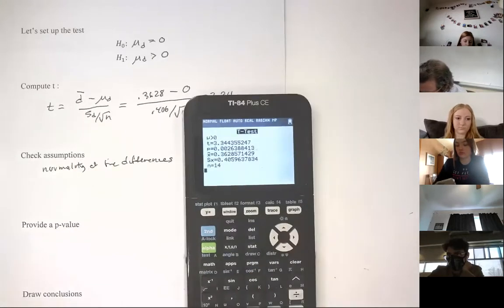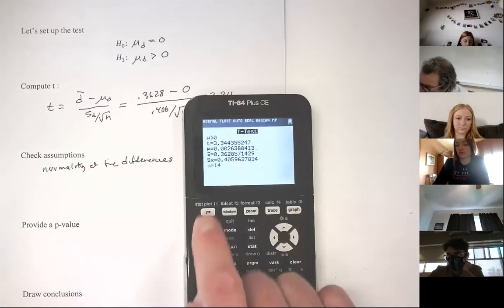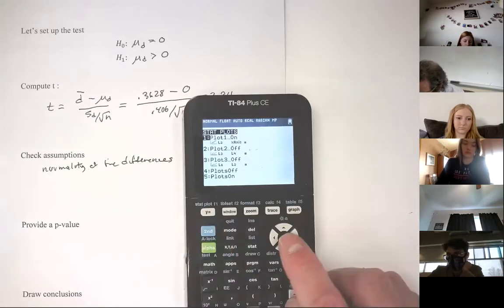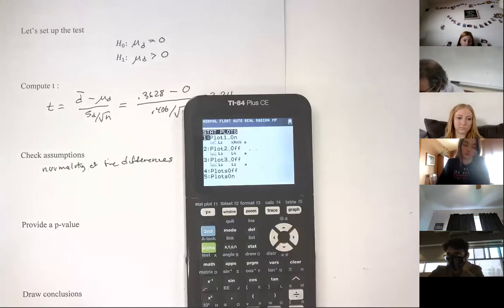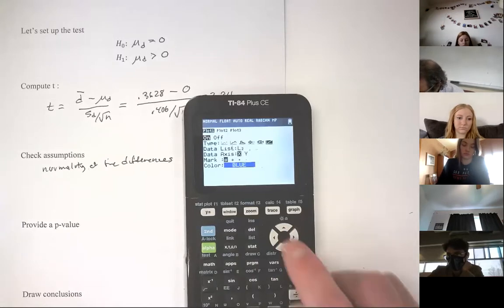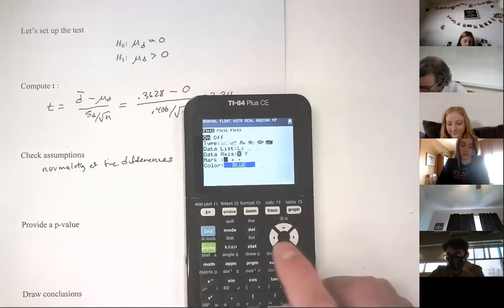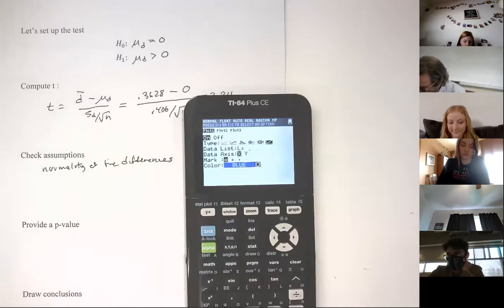I'm going to go to stat plot, second stat plot. I'm going to go down to plot 1, go in there, make sure it's on. Okay, the type is over here. That's the normal probability plot. I want to use list 3, where my stuff is. Everything else I don't care about. Okay. And we did all that and nothing happens, of course, because you have to graph it.